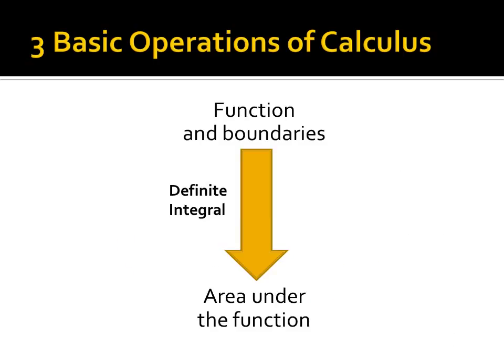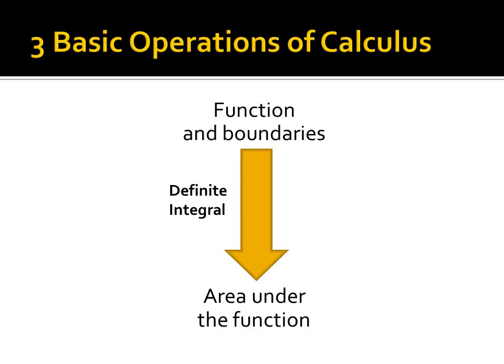The third operation of calculus, which we will get into in subsequent lectures, is called a definite integral. What a definite integral does is it starts with a function and boundaries on that function, basically starting and ending x values. And what it puts out is the area underneath that function. In terms of inputs and outputs, this is very different from an indefinite integral. However, the actual calculations that you do are very similar to an indefinite integral. That's why we teach indefinite integrals first.